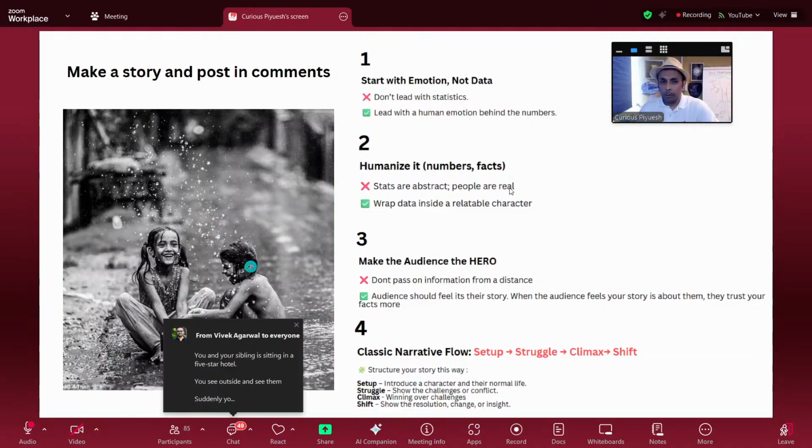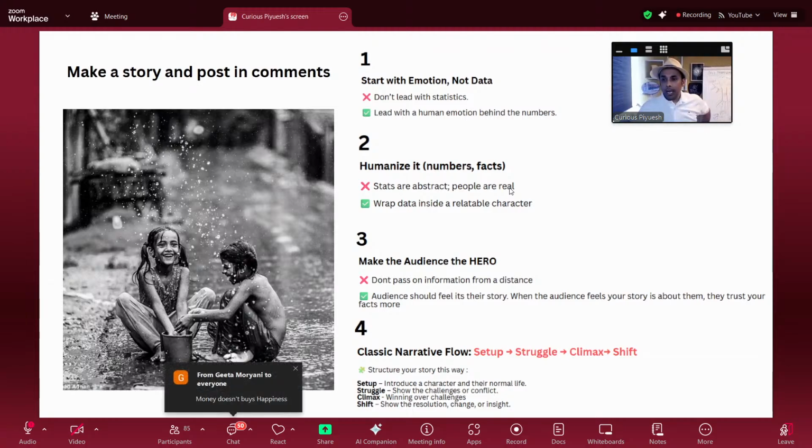Imagine you all are TED Talk people. You are not here to say that, hey, I went to this city and I saw these two kids. No, you are just showing this picture and now want to make a metaphorical point. And this point has to be made in this 4 sentences: setup, struggle, climax, shift.